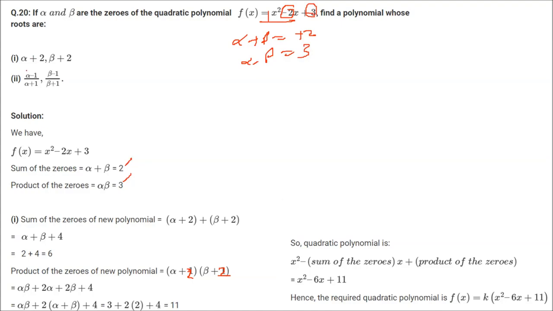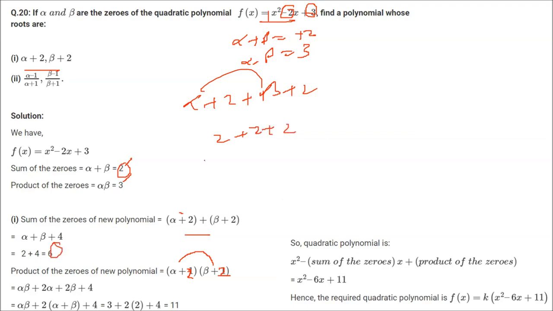Now let us take this one. We multiply these two, alpha plus 2 and beta plus 2, and then we add also. So first let us add. Alpha plus 2 plus beta plus 2. Alpha plus beta is what? 2. And then 2 plus 2. So you get a 6.